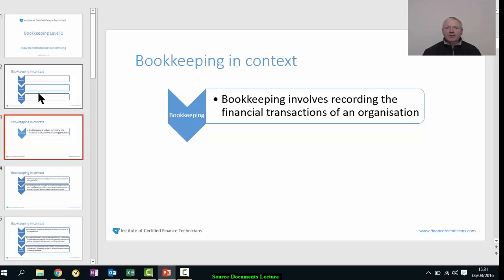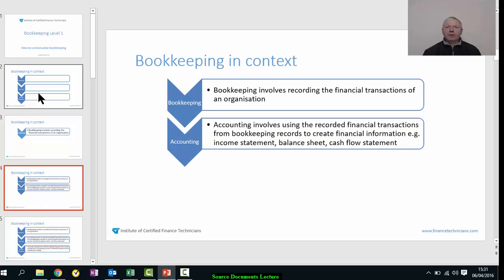Once you've produced the raw data, then you can go on to produce financial information, which would be produced by the accounting system. So accounting involves using the recorded financial transactions from bookkeeping records to create financial information, for example, the income statement, the balance sheet, or the cash flow statement.